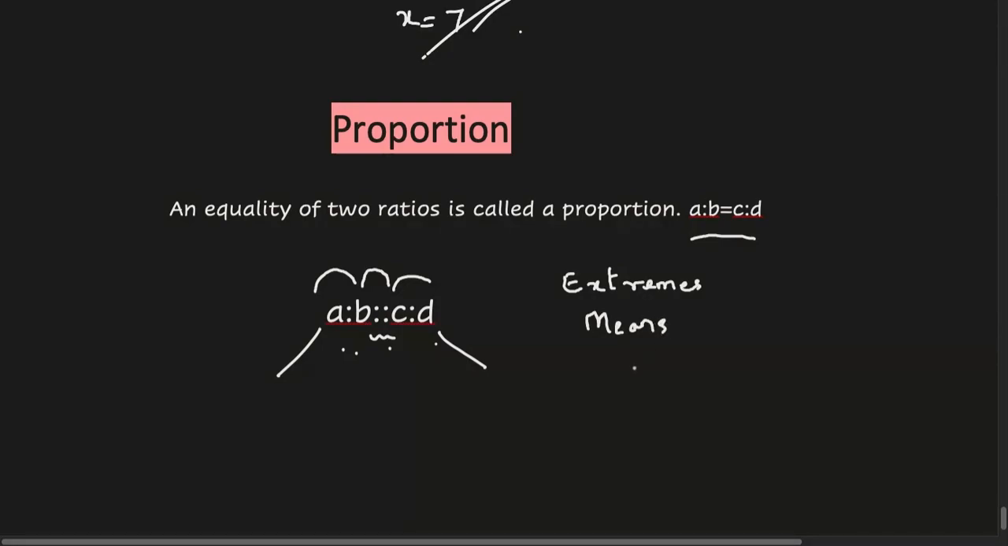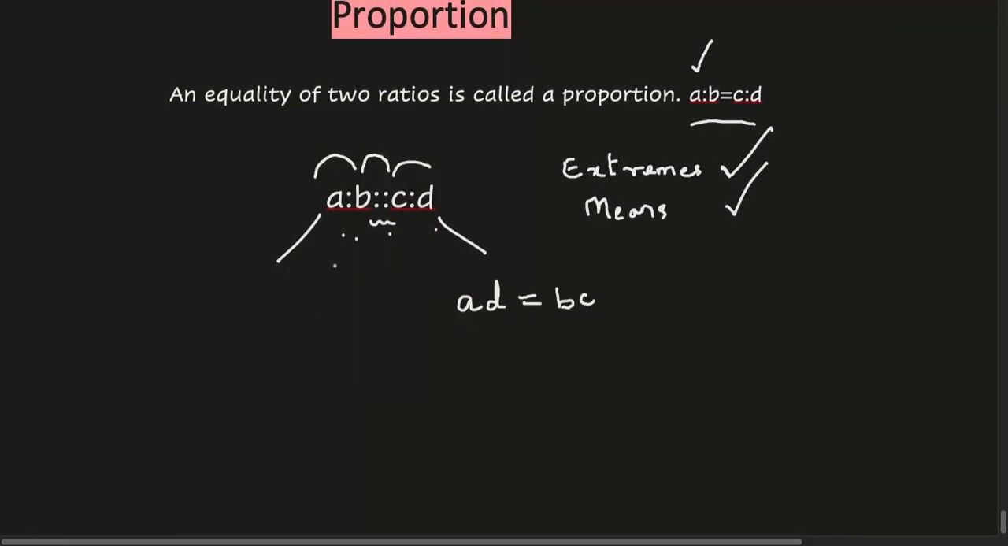One important property of any proportion is that the product of extremes equals the product of means. Whenever you multiply the extremes, in our case AD, it will be equal to the product of means, BC. So AD equals BC. This is a very important property: the product of extremes equals the product of means whenever two ratios are in proportion. Understood? You know what means and extremes are, correct? So this is one thing you need to understand.